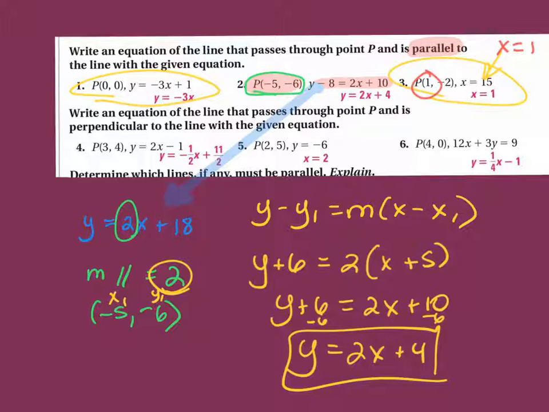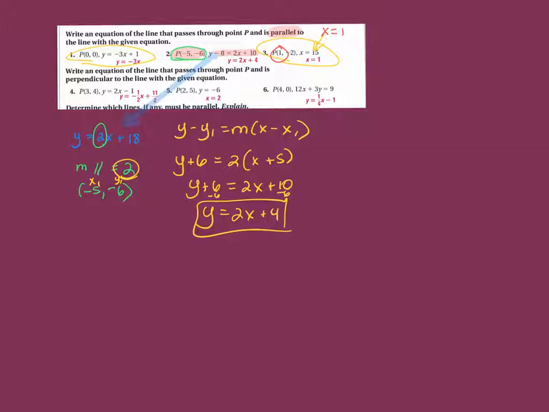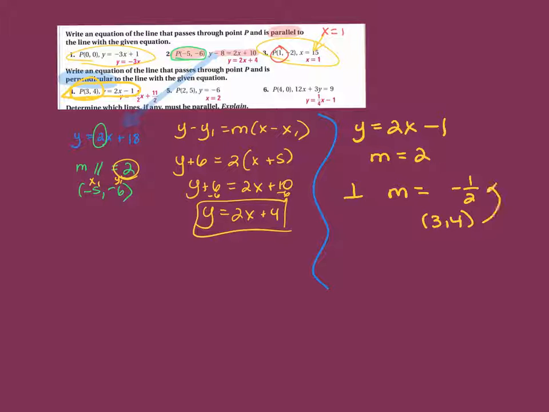Okay, so then 4, 5, and 6, the instructions change to say write the equation of the line that passes through point P and is perpendicular to the line with a given equation. So what's the difference between 1, 2, and 3 and 4, 5, and 6? Good. Perpendicular means that once I find the slope of the given line, I have to find the opposite reciprocal. So if I grab this first one, the line that it's perpendicular to is 2x minus 1, my slope is 2, which means a perpendicular line would have slope that is what? -1/2. And then I'm going to use this point, 3, 4, and this slope.